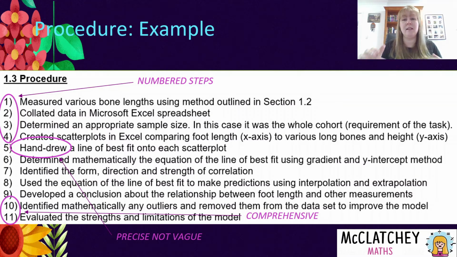So it's not just the steps to do the solve part. You'll notice in step 11, they've also mentioned that they're going to be evaluating strengths and limitations. So that's really important as well, that we cover all of the things that we're going to be doing in the PSMT in the procedure.